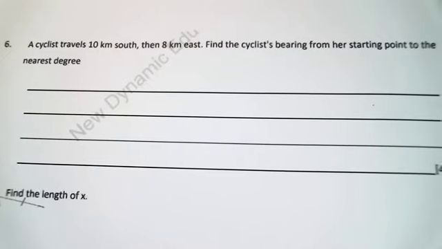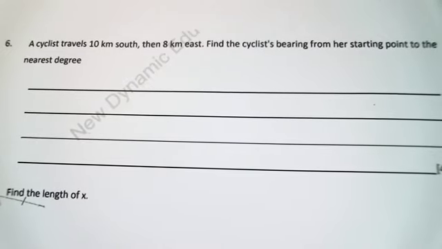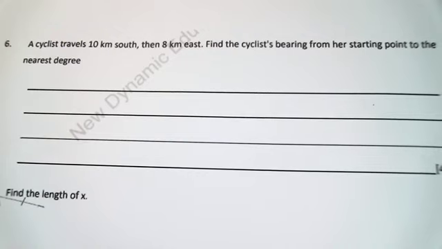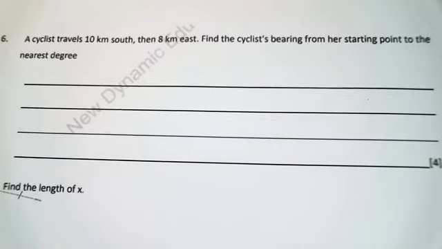All right, next one I've been given this. It's from a different paper or test somewhere. I'm not familiar with the test. It says 6. A cyclist travels 10k south and 8k east. Find the cyclist's bearing from her start point to the nearest degree. All right, so let's have a shot at doing that.